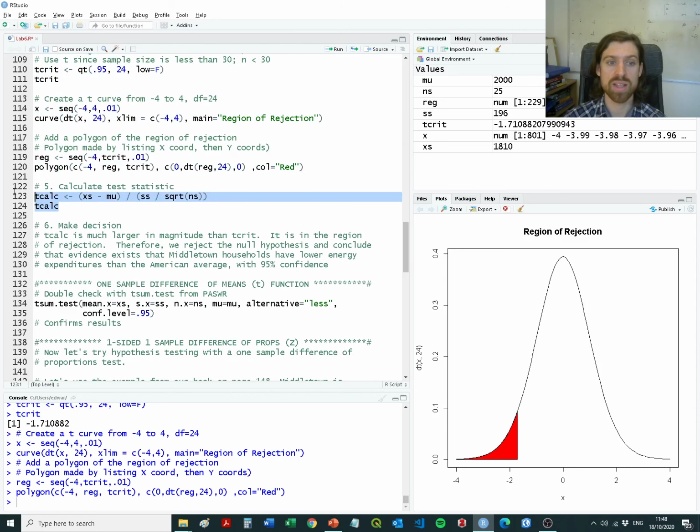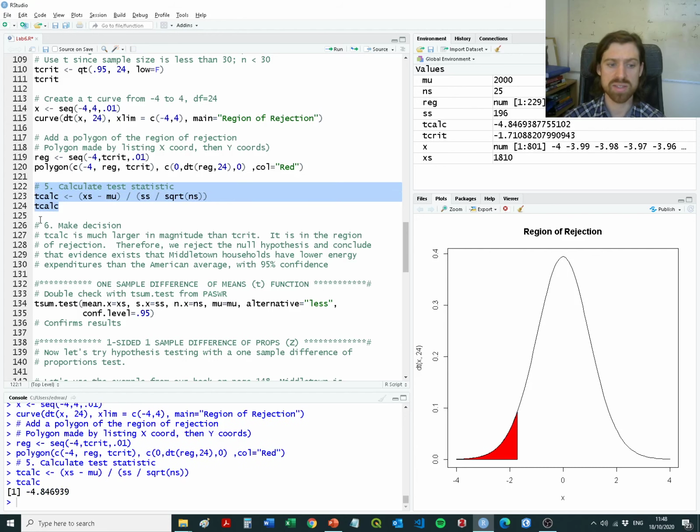Then we need to calculate the test statistic, and we've done this previously. So we need to take the population mean from the sample mean and divide it by the standard error of the mean. And that gives us our t-calc. So that's our t statistic. So the t-calc in this example is again much larger in magnitude than the t critical value.